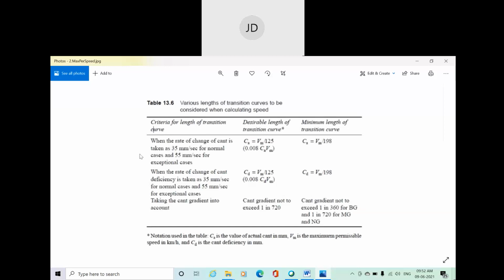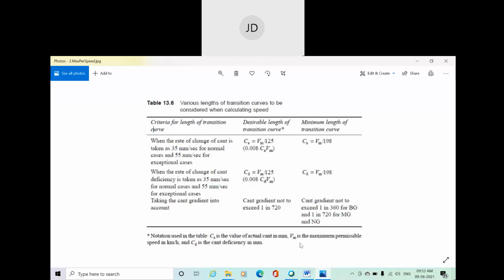That means there are two criteria of rate of change of cant along the transition curve. The rate of change of cant, as already mentioned in the previous class, means the variation of superelevation with respect to time. So if the rate of change of superelevation or cant is taken as 35 millimeter per second for a normal case and 55 millimeter per second for an exceptional case, in this particular condition the desirable length of transition curve is 0.008 Ca multiplied by Vm.